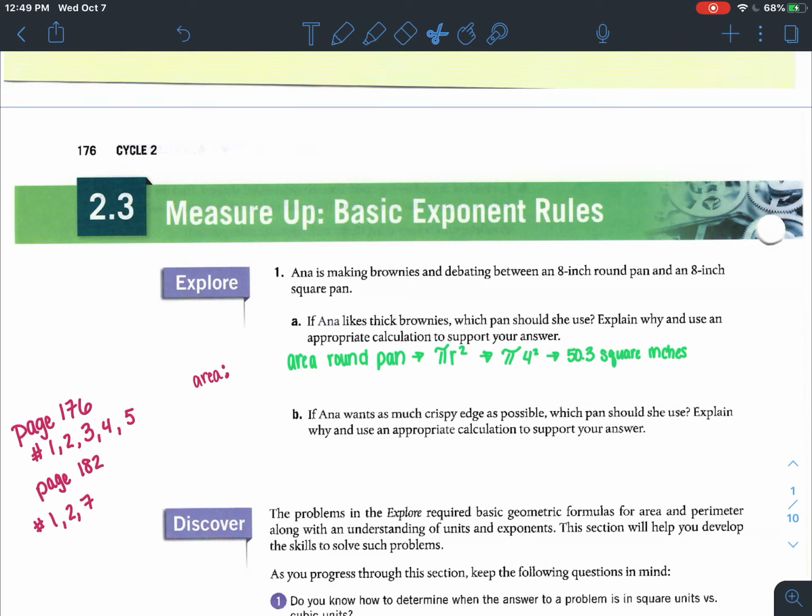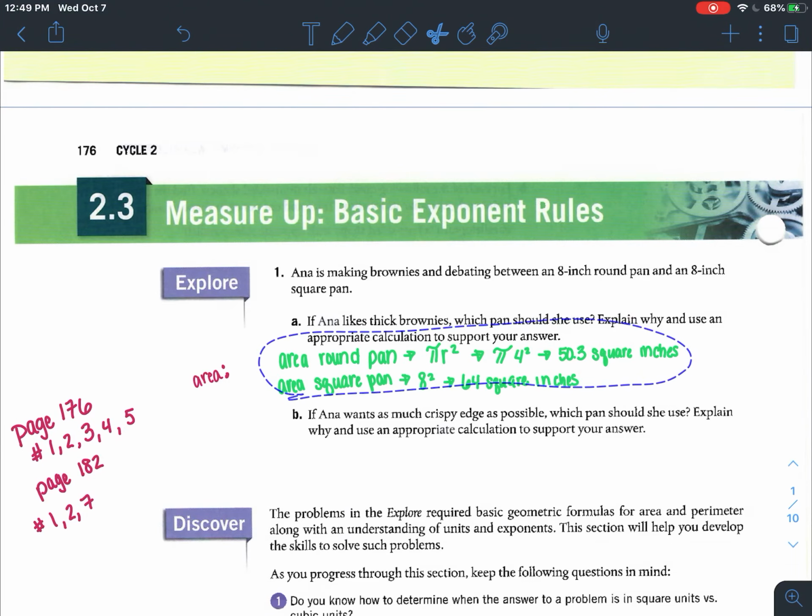And then for the area of the square pan, it's just the side. It's a square, so it's the side squared. So the area of the square pan is going to be 8 squared, which is 64 square inches.